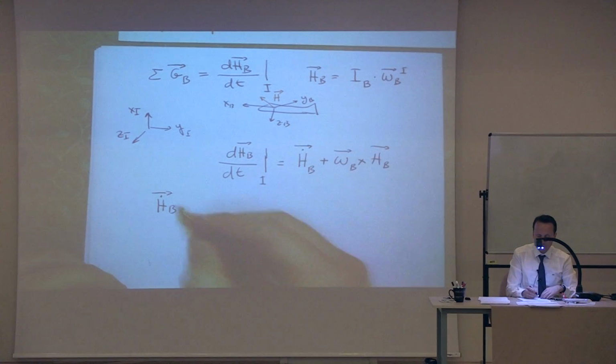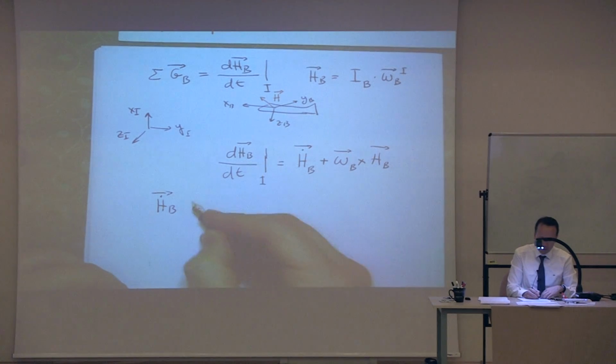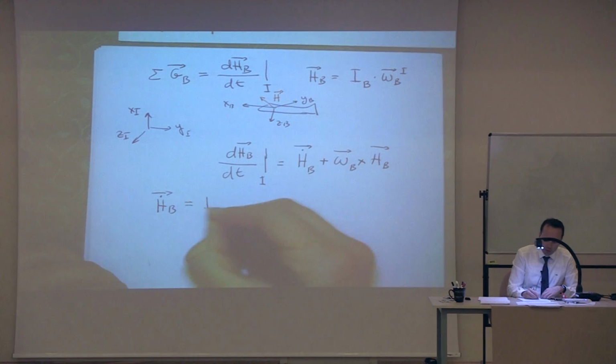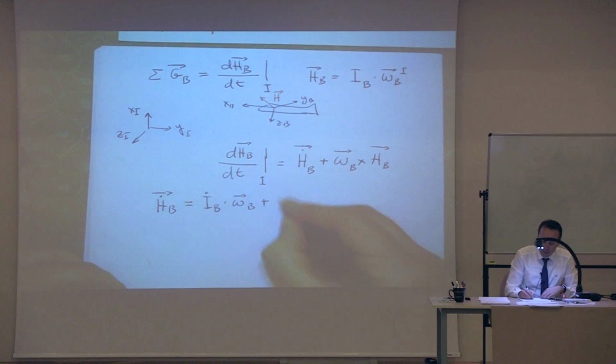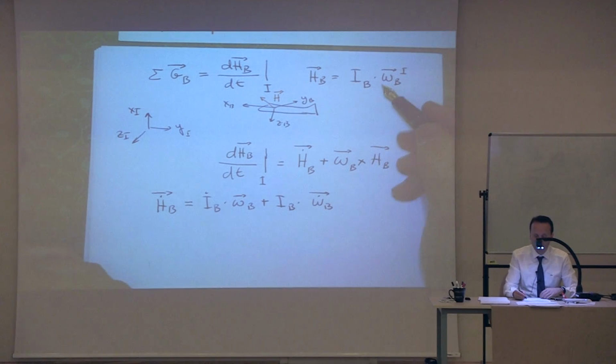hb is just another vector. So let's look at the time rate of change along the axis. Since this is hb, it would be ib dot times omega b plus ib times omega b dot, right? Time rate of change, the chain rule here.